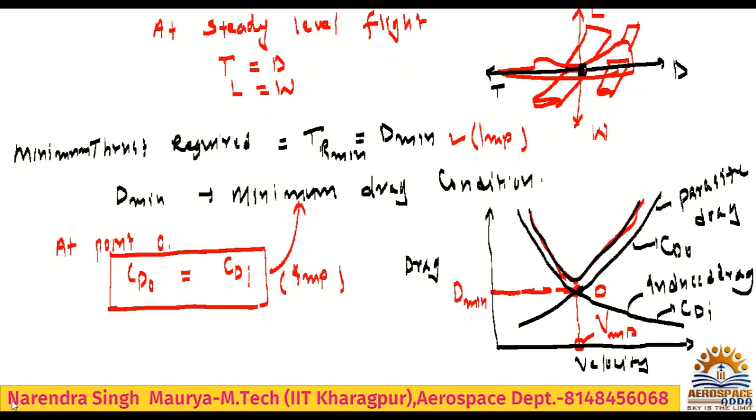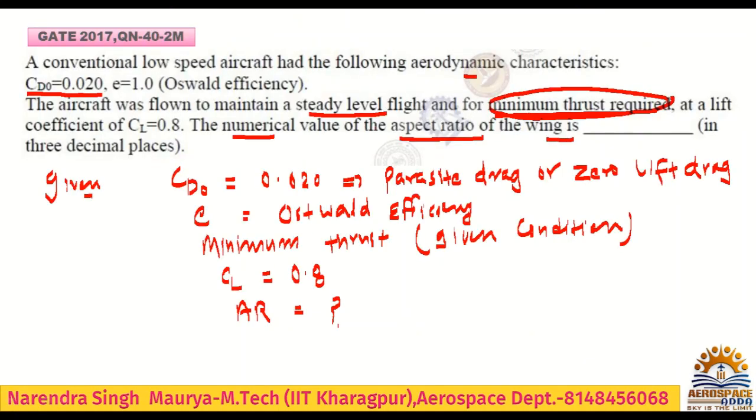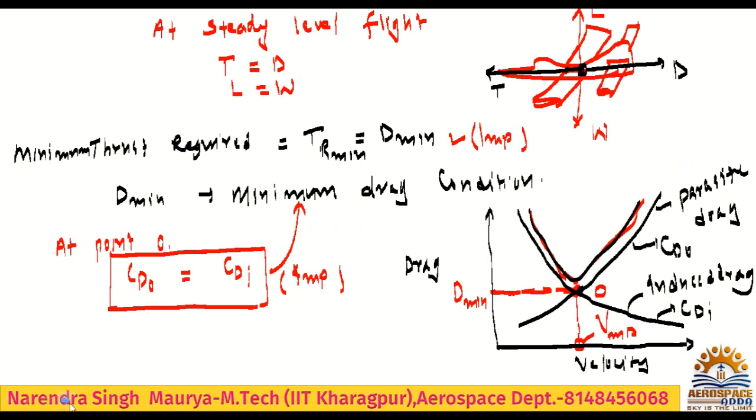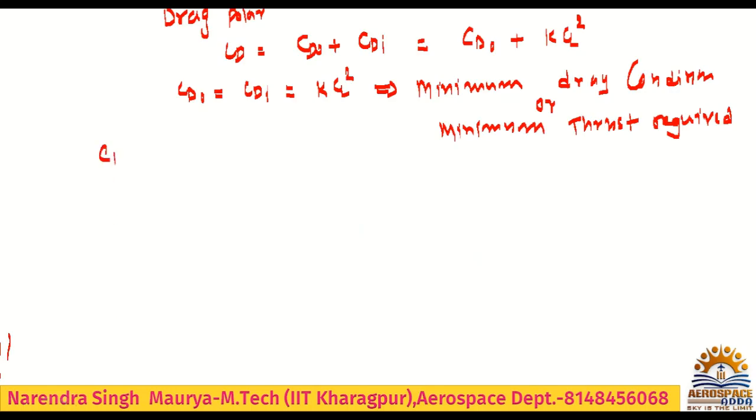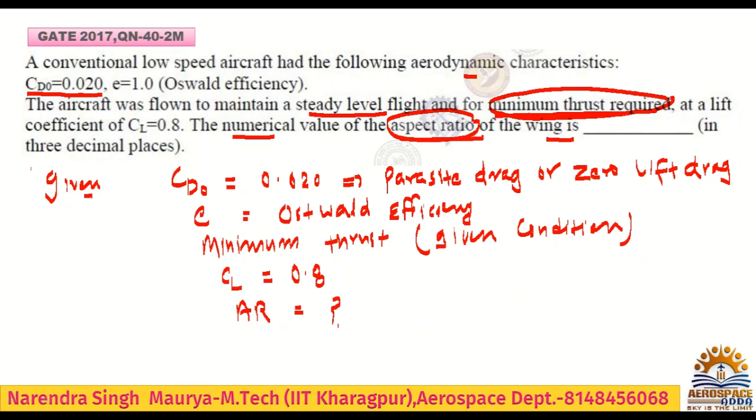What they are asking in this problem, check. They are asking for the numerical value of the aspect ratio, so we have to calculate the aspect ratio here. Anyway, you got CD naught is equal to K CL square. What is K? K is nothing but 1 upon pi e AR, you know that, into CL square, and this is equal to CD naught. Check the CD naught value, it was given here. If you read the problem, CD naught is 0.020, e is 1, and CL is 0.8.